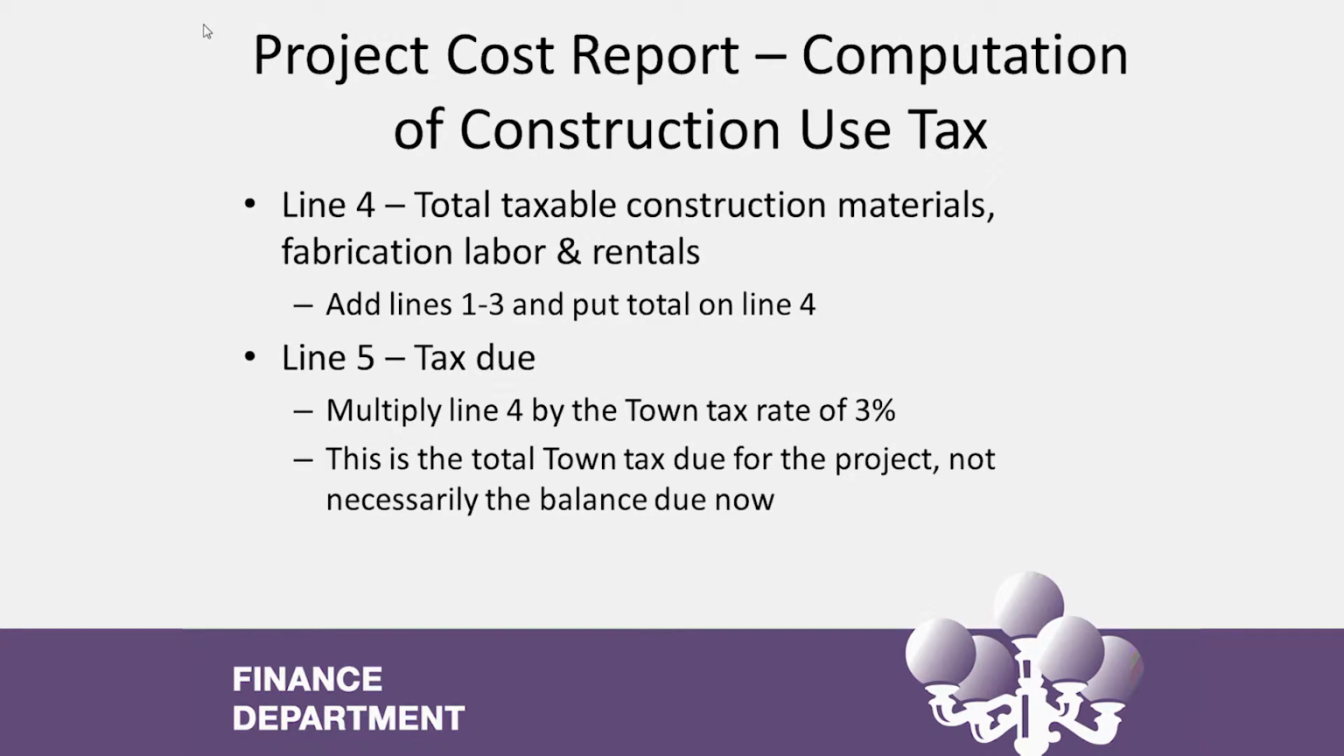This includes rentals by the contractor, the subcontractor, and any rentals on which tax was paid. Line 4 is the total of the taxable construction materials, fabrication labor, and rentals. Add lines 1 through 3 and put the total on line 4. Line 5 is the total tax due on the project. Multiply line 4 by the town tax rate of 3%. This is the total town tax due for the project, not necessarily the balance due now.